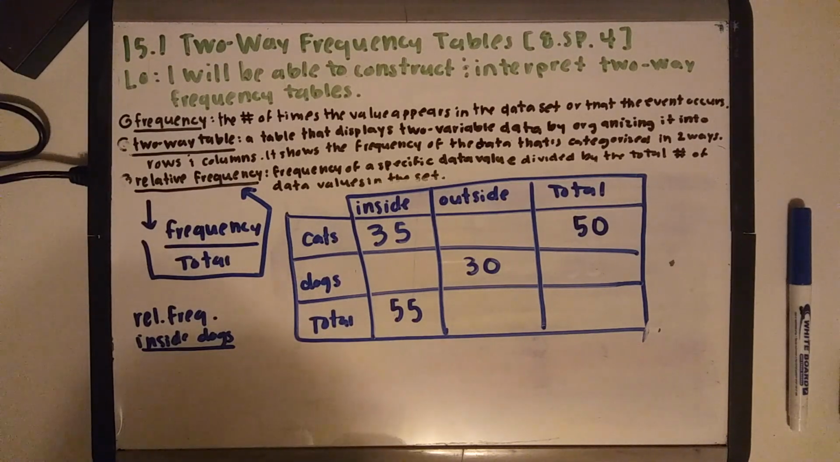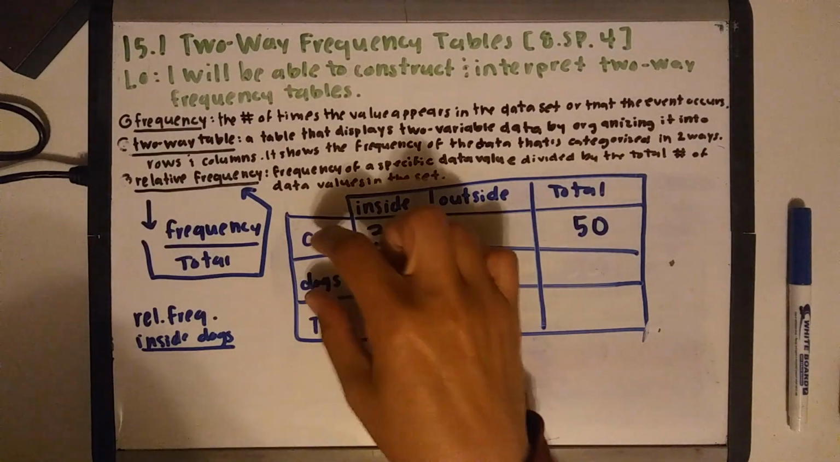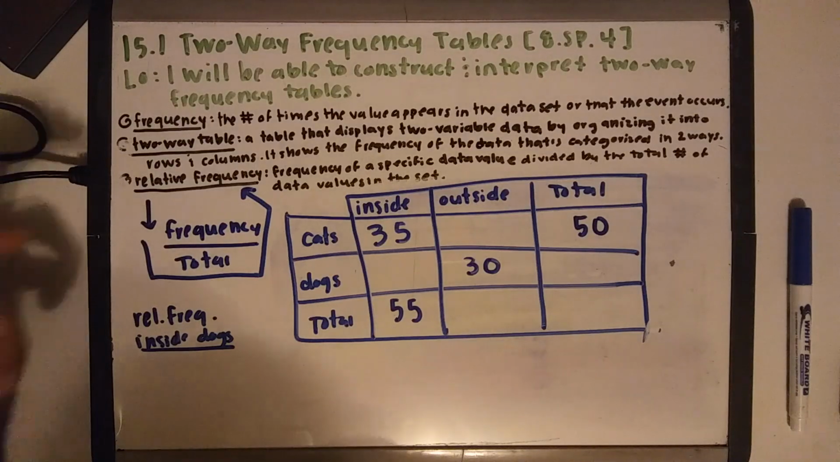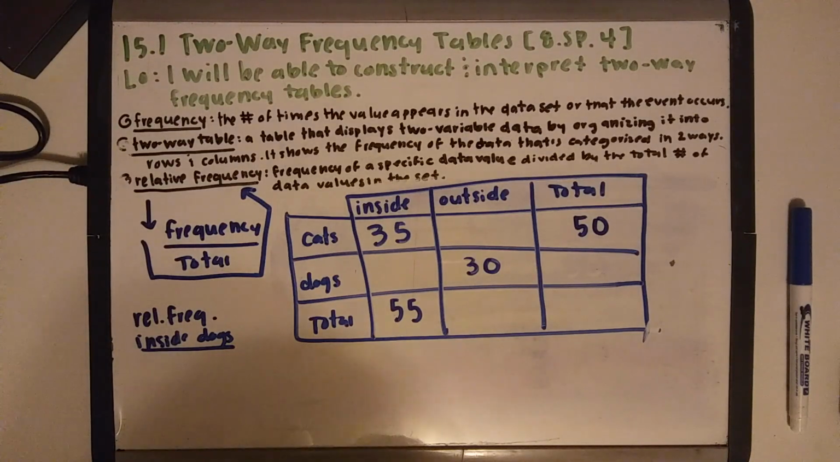A two-way frequency table is a table that displays two variables of data by organizing them into rows and columns, and it shows the frequency of the data that is categorized in two different ways. So the two ways that we are categorizing this is we have pets, so cats and dogs, and then if they're inside or outside. And the relative frequency is the frequency of something very specific happening divided by the total number of the data values in the data set.